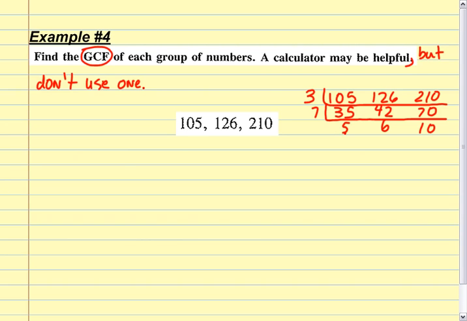Now, looking at 5, 6, and 10, there's nothing that goes into all three of them. So the greatest common factor for these three numbers is 3 times 7, 21.